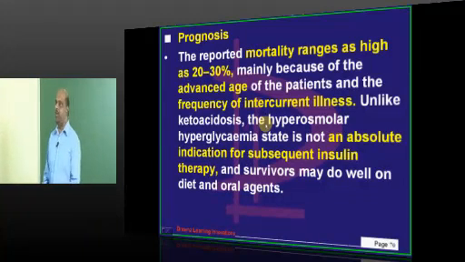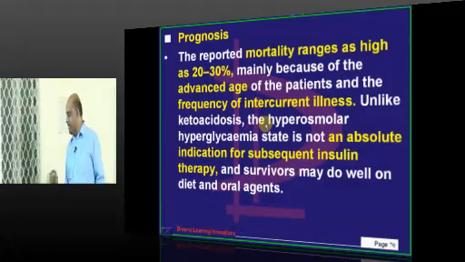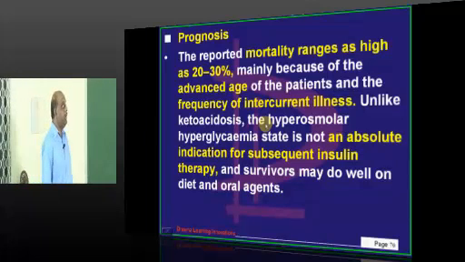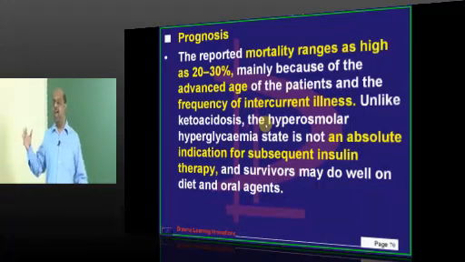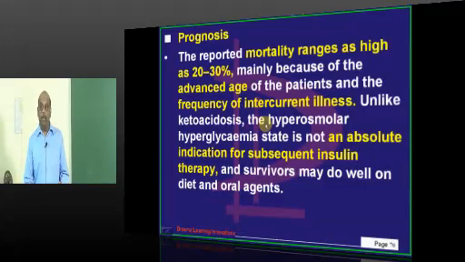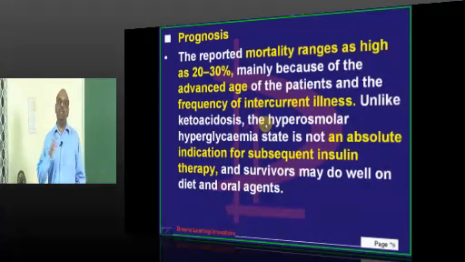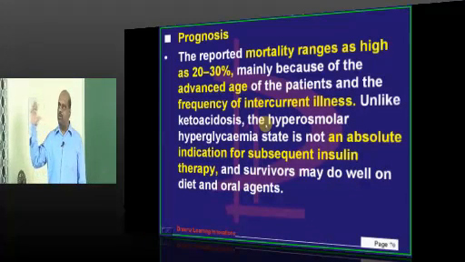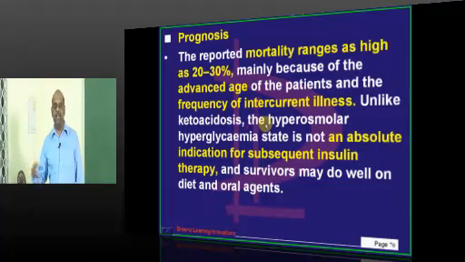But if you take hyperosmolar hyperglycemic state, the mortality can be as high as 20 to 30%, mainly because hyperosmolar hyperglycemic state is a problem more often in elderly people with type 2 diabetes. And elderly people obviously have poor renal function, and the chance of mortality is much, much higher in them.